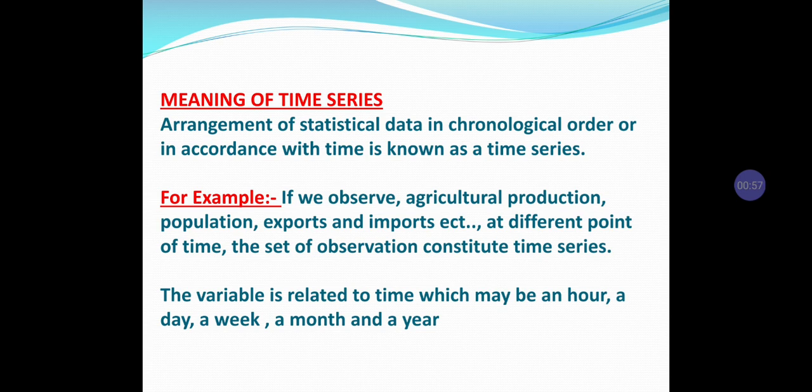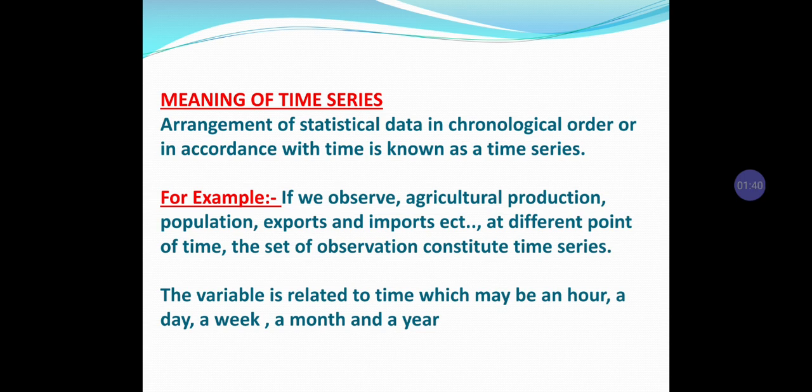Now for example, if we observe agriculture production, population, export and imports, etc. at different points of time. See at the different times, for agriculture for 2005, what is the production? For 2006, what is the production? For 2010, what is the production? Population may increase yearly and decrease yearly depending on the births and deaths in the earth. Then export and import also will be changing. So all these different points of time, the set of observations form a continuous time series, taken over different time periods.